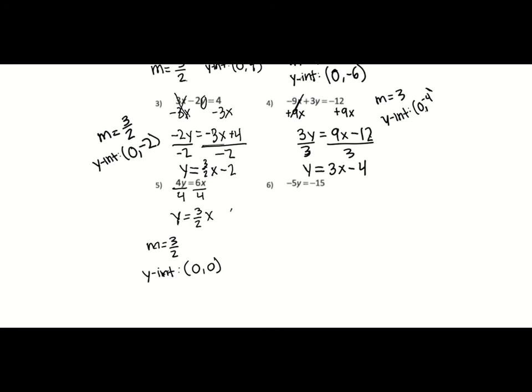Okay, last one. If we have negative 5 times y, I'm going to divide by negative 5. We get y equals negative 15 divided by negative 5 gives me 3. So that's my equation. Now my slope, there is no mx term. There is no x in my equation. So that means my m is 0. That x term went away. My y-intercept, my b is 3. So my y-intercept is (0, 3).